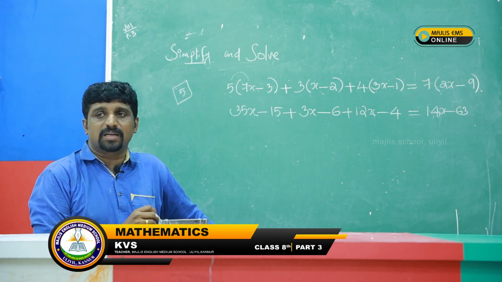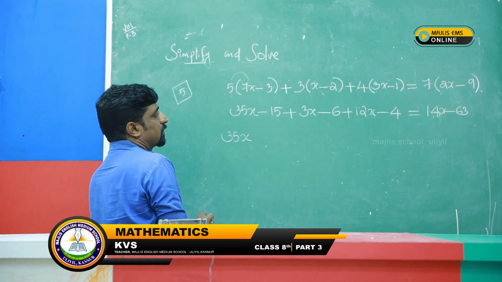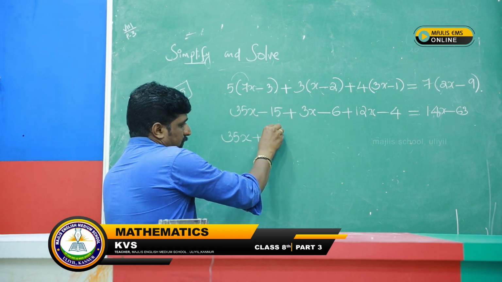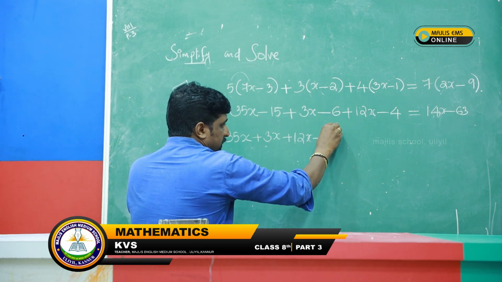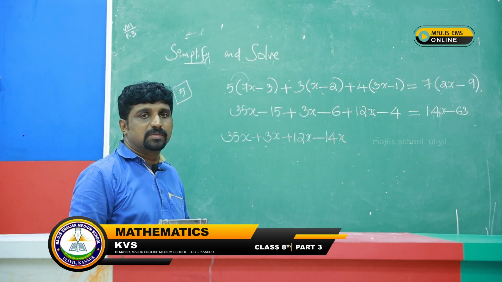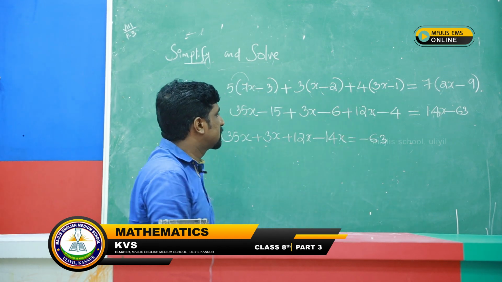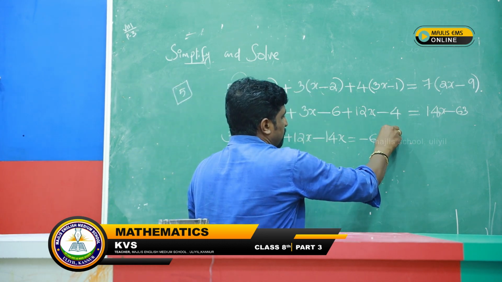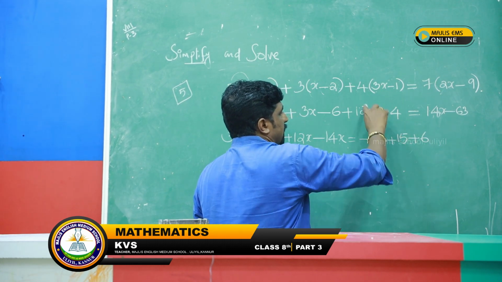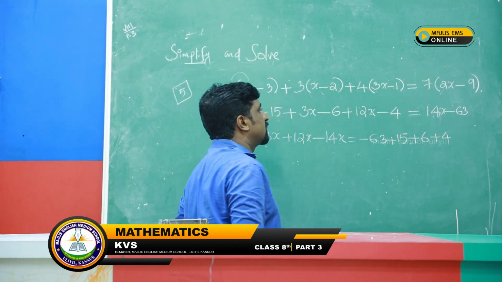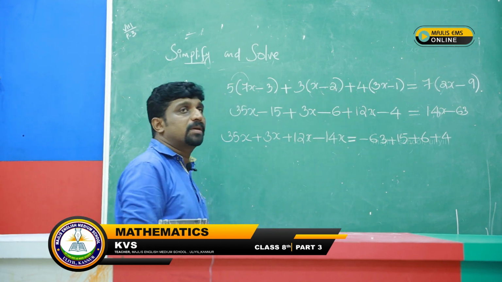Now we can take x-containing terms to one of the sides. Here 35x plus 3x plus 12x, and 14x can be taken to the left side, that is minus 14x. After that, minus 63 is already on the right side. Minus 15 can be taken as plus 15, minus 6 as plus 6, minus 4 as plus 4. Change like this: x-containing terms on the left side, numbers on the right side.